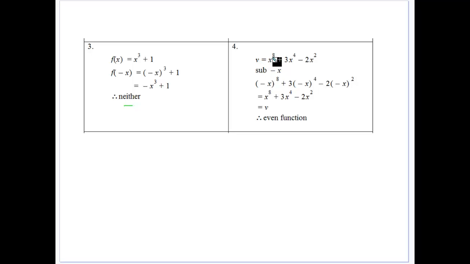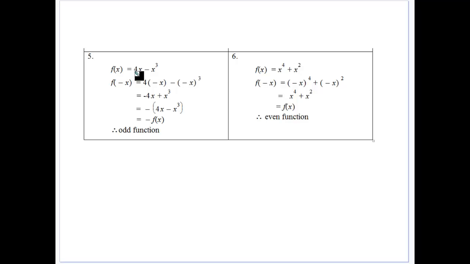This time y is equal to 8x to the power of 8, 3x to the power of 4 minus 2x squared, which we sub it in, and we get back to the same function. So we do our multiplications, clean it all up, we get back to what we started with, which is an even function there. So we can see how we start to manipulate these ones.